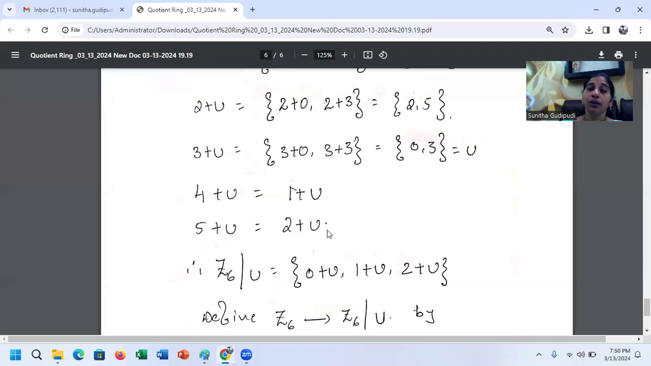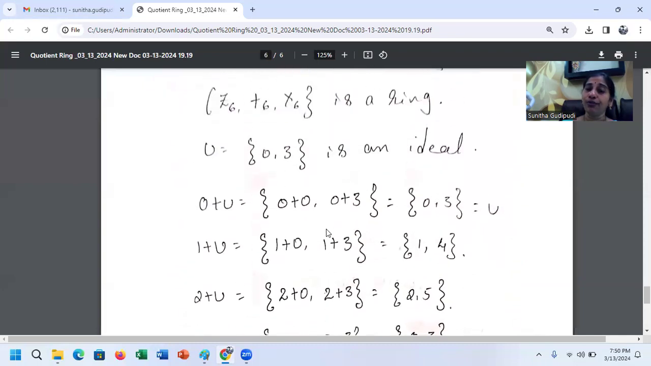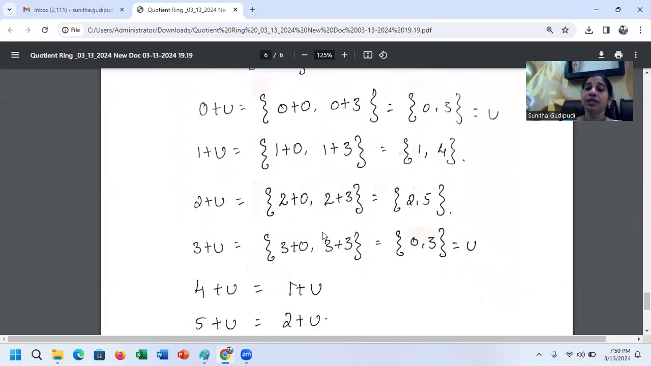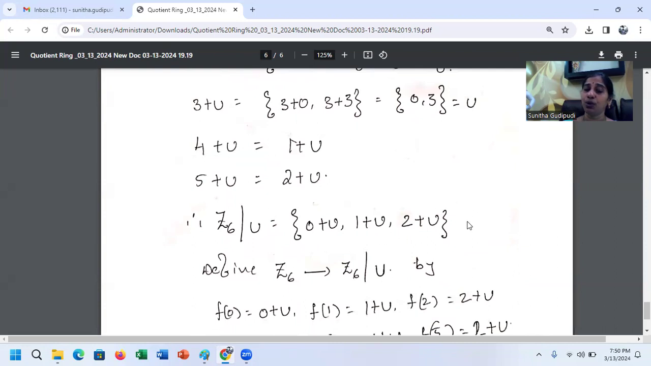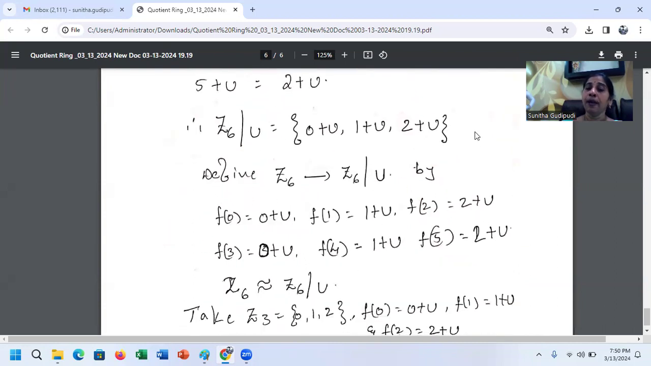So Z6 consists of 6 elements, while Z6/U consists of only 3 different cosets: 0+U, 1+U, 2+U. Now let's define a function f from Z6 to Z6/U. f(0) is mapped to the corresponding coset, 1 is mapped to its corresponding coset, 2 is mapped to its corresponding coset. Now again, 3 is mapped to 0+U, 4 is mapped to 1+U, 5 is mapped to 2+U.